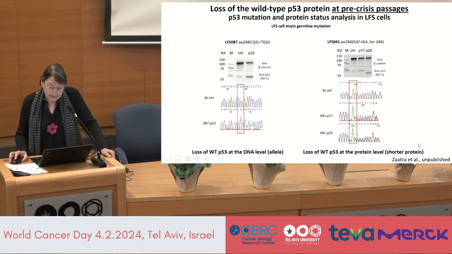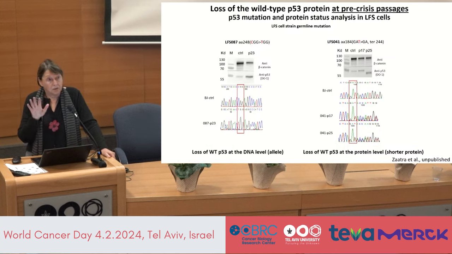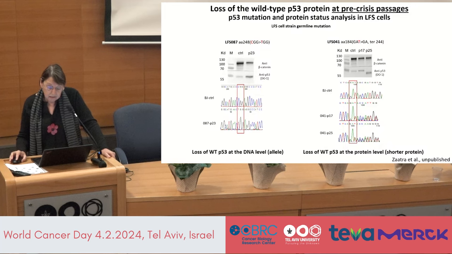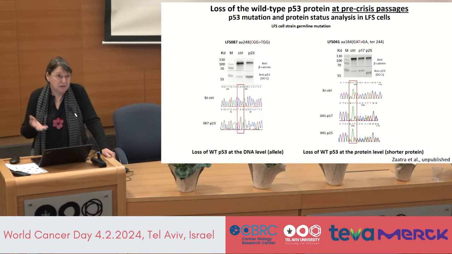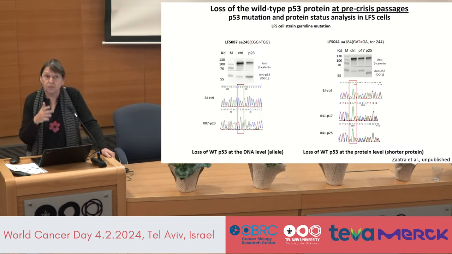And in the other patient, on the DNA level, we do see still the wild type allele, but you can see on the Western that there is a loss of the P53 protein and a generation of a smaller protein, which we found is non-functional.